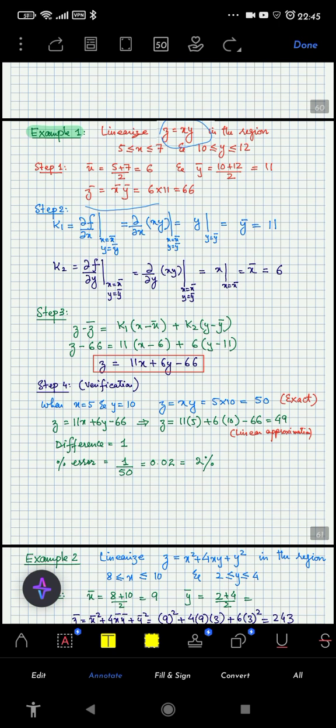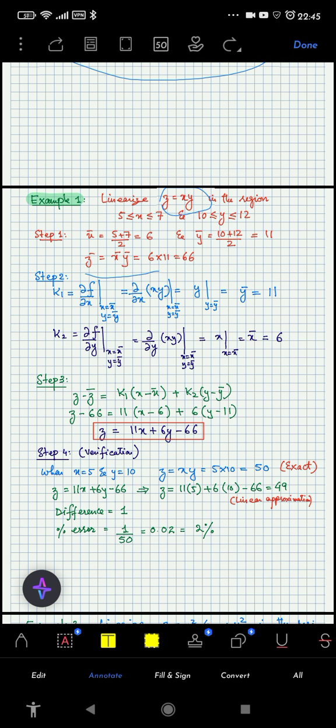Then we come to step 2. We get df dx when x equals x bar and y equals y bar. We differentiate the equation z with respect to x, and you just have y, because x is raised to power 1. Then you put y bar, which is 11, so k1 is 11. Then k2 is df dy: you differentiate with respect to y and get x, and working at x equals x bar, which is 6. So k2 is equal to 6.